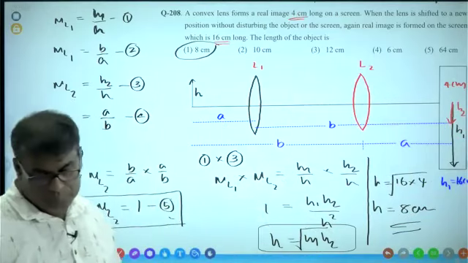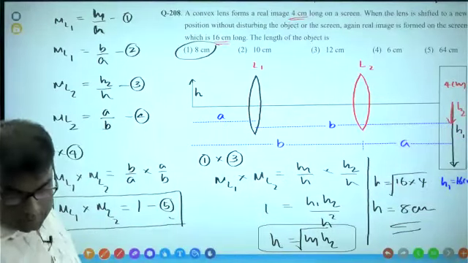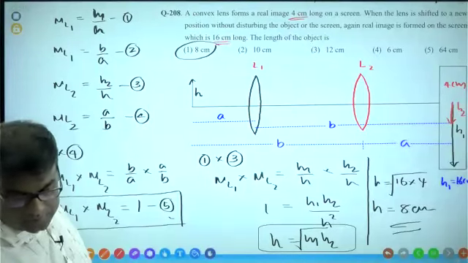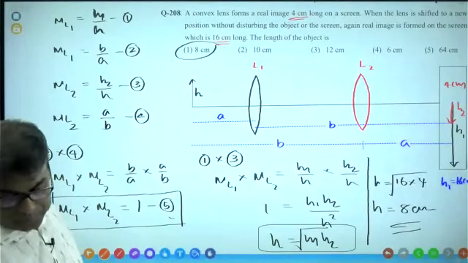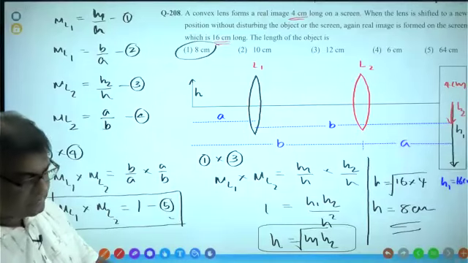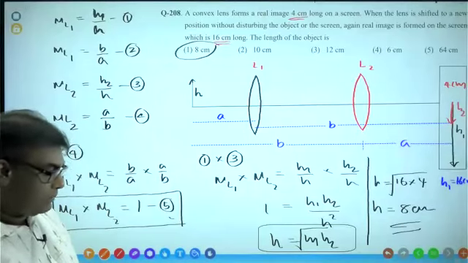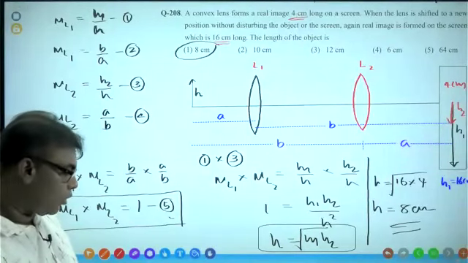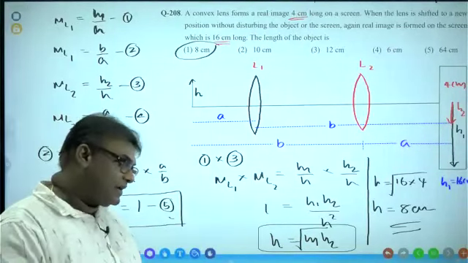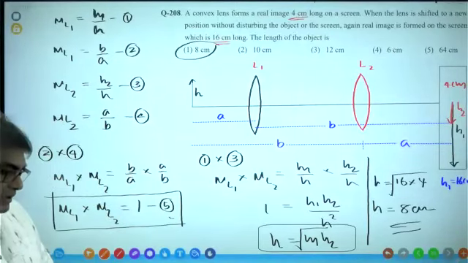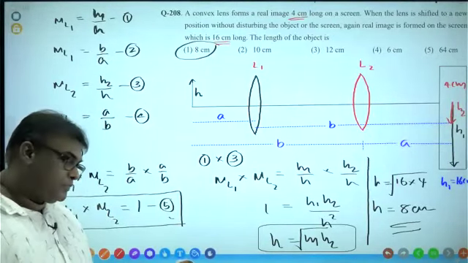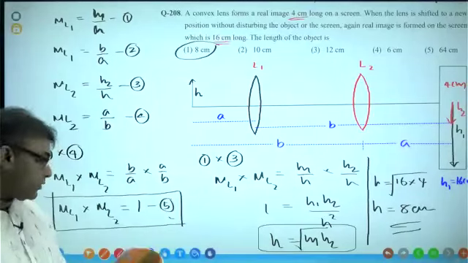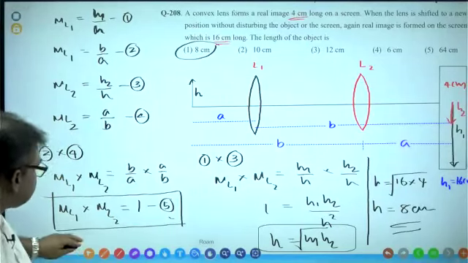Okay, next one. 208. A convex lens forms a real image when an object is moved along the axis of the lens. Images 3 times the size of the object are obtained when the object is at 16 centimeter and 8 centimeter from the lens. The focal length and the nature of the lens, right, can be considered.